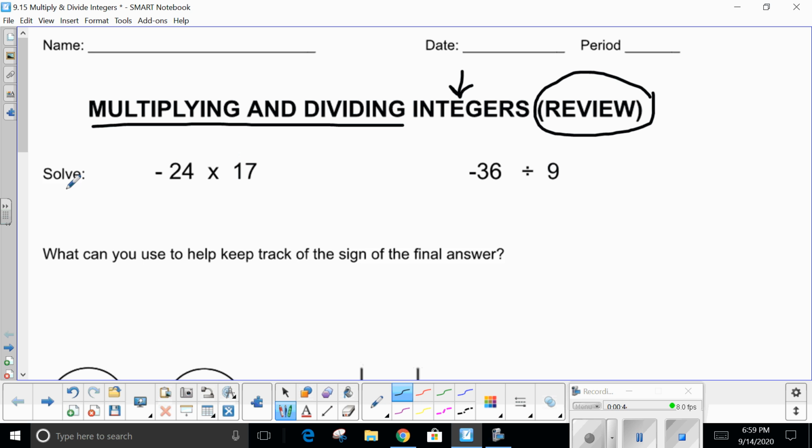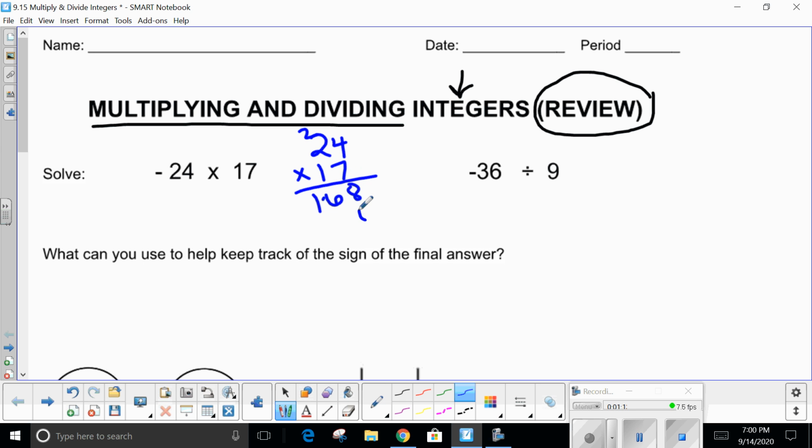And I'm asking you to solve this problem. So how would you go about solving this problem? Well, we can simply just take the number 24 and multiply it times 17. And 7 times 4 is 28. Carry the 2. 7 times 2 is 14 plus 2 is 16.